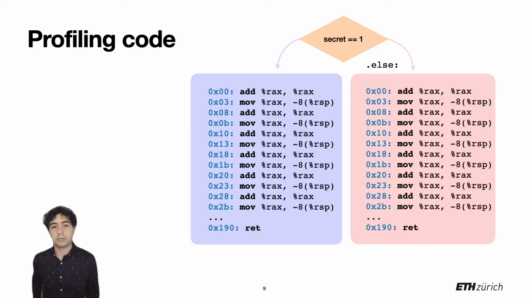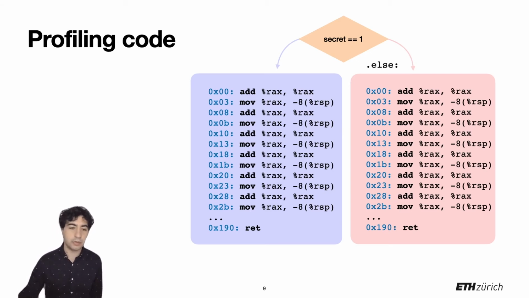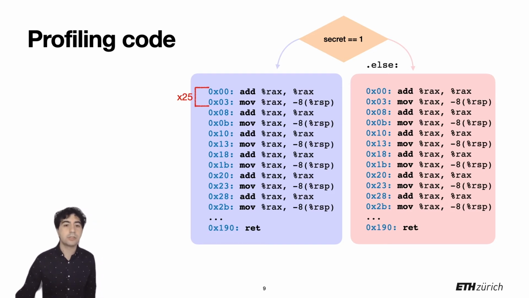To give an idea about which parts of a victim binary might be vulnerable to our attack, I'm going to show how the attack performs with the code shown on this slide. This code consists of 25 repeating additions and memory writes, and there are two identical branches like before, and which branch is executed depends on a secret. Now, what we are going to change with this code and check the results of the attack with these changes is the alignment of the branches.